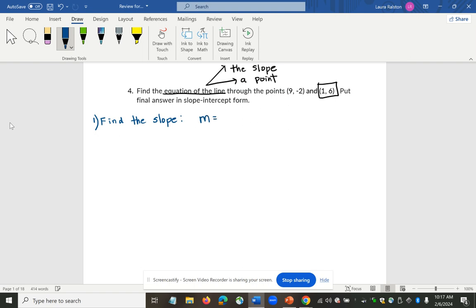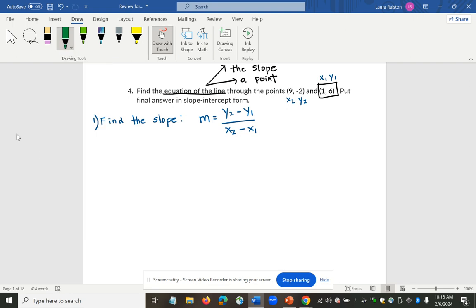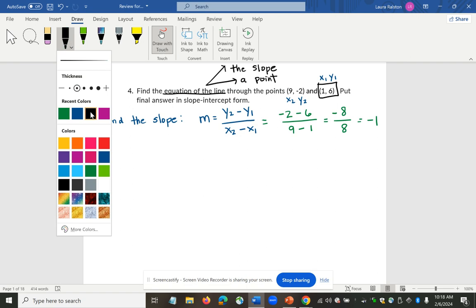My slope formula, again, is y2 minus y1 over x2 minus x1. So I'm going to label one point x1, y1, and x2, y2. And again, it doesn't matter which one is which. Okay, so I switched it up this time just to show you that it doesn't matter. Then we're going to substitute in. So I would have negative 2 minus 6 over 9 minus 1. Okay, so negative 2 minus 6 is negative 8. 9 minus 1 is positive 8. Negative 8 divided by positive 8 is negative 1. So the slope that I need to use for this problem is negative 1.